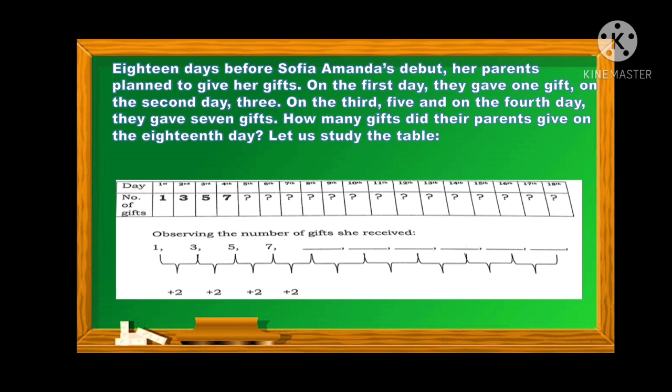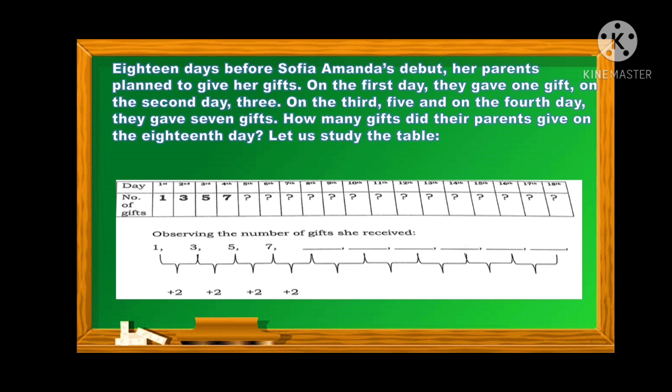Okay. In observing the number of gifts she received, 1, the next 3, the next 5, the next 7, you will observe that from 1, they gave her 3, ibig sabihin, nag-add sila ng 2. Therefore, ang rule na ginagamit nila ay plus 2. Okay, naging plus 2. 3 plus 2 is equal to 5. 5 plus 2 is equal to 7. And 7 plus 2 is equal to 9.